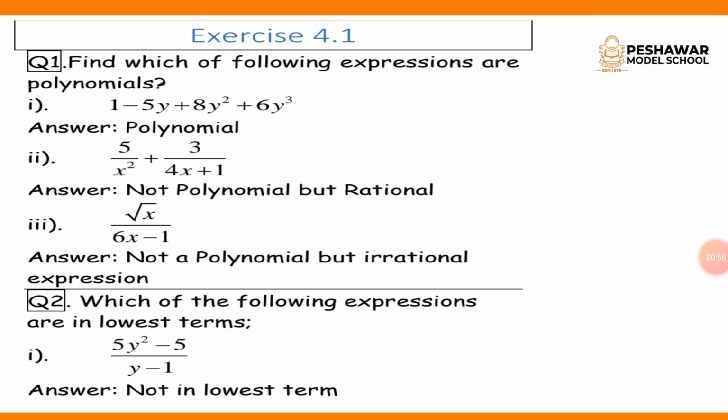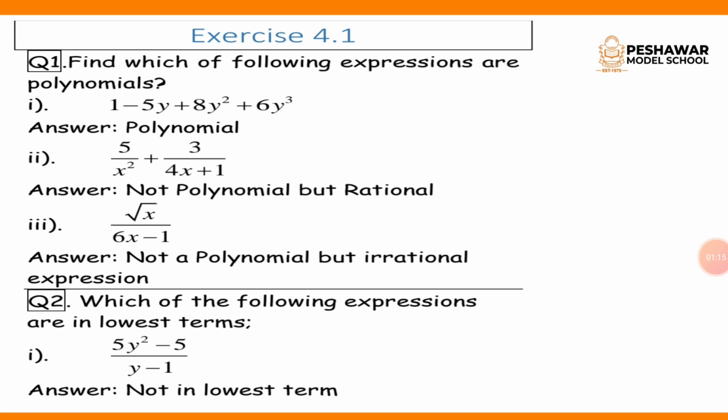Part number 3, under root of x over 6x minus 1. This is not a polynomial. Why is this not a polynomial? Because it is x power 1 over 2, and the power of the variable does not belong to whole numbers; the power of the variable becomes a fraction. So that's why this is not a polynomial.